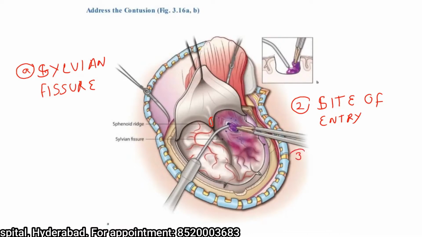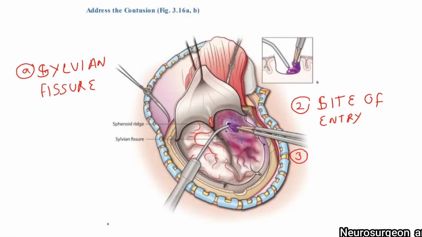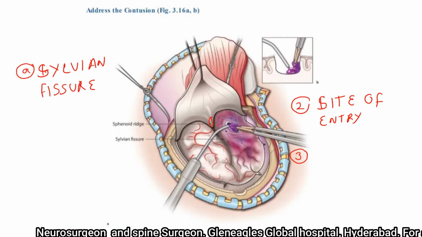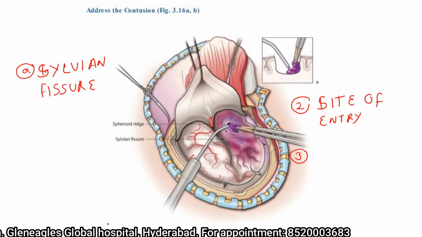Once you enter into the hematoma cavity, use gentle suction to evacuate any liquid clot and also the solid clot in a piecemeal fashion. Continue evacuation until you see the gliotic brain, the normal brain or the edematous brain.